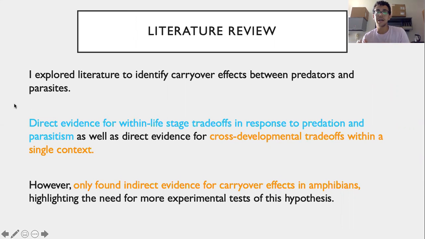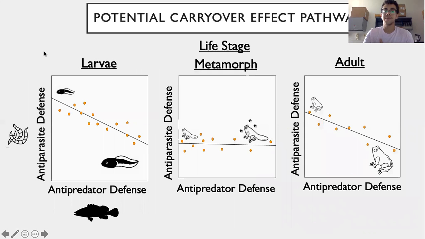So in a lit review that I did, which is still in progress, I explored the literature to identify carryover effects between predators and parasites specifically. And I found direct evidence for within life stage trade-offs in response to predation and parasitism, as well as direct evidence for cross-developmental trade-offs within a single context, like I talked about earlier. However, we only found indirect evidence for carryover effects in amphibians, highlighting the need for more experimental tests of this hypothesis. Okay, so I'm going to leave you with this potential carryover effect pathway that I would try to explore through my dissertation.